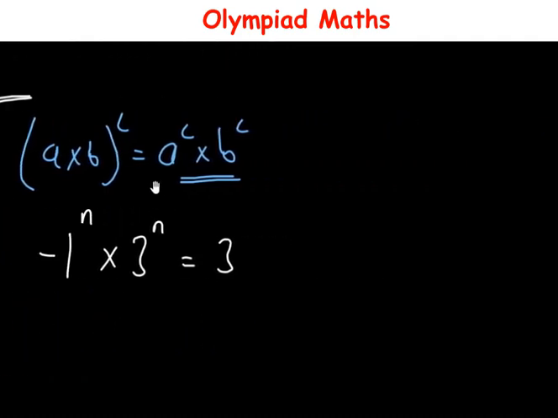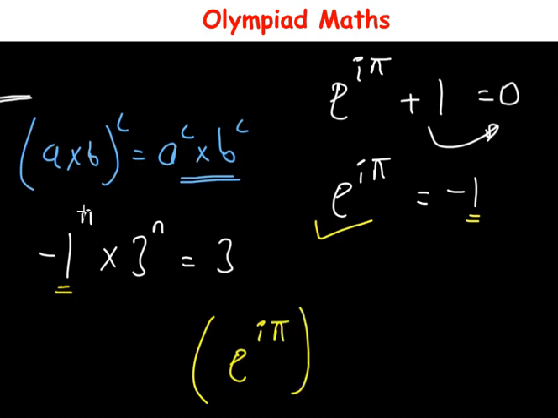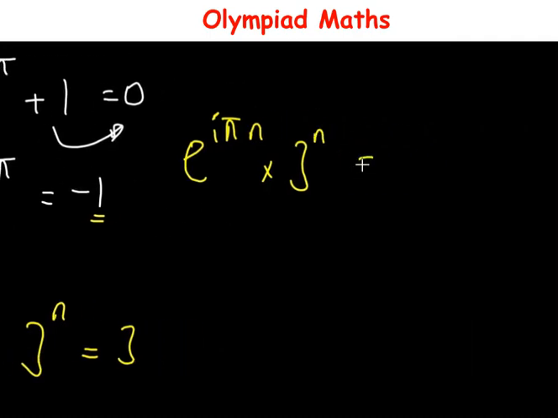Now at this junction, for us to solve this further, we are going to apply a principle called Euler's identity. And this says, if you have e raised to power i times pi plus 1, this is equal to 0, such that if you move plus 1 over to this side, e raised to power i times pi is equal to minus 1. So right here, we can write minus 1 as e raised to power i times pi. This then becomes minus 1 as e raised to power i times pi, then all to the power of n, times 3 raised to power n is equal to 3. So therefore, from here, when we open the bracket, what we have is e raised to power i times pi n, then times 3 raised to power n. All of this is equal to 3.